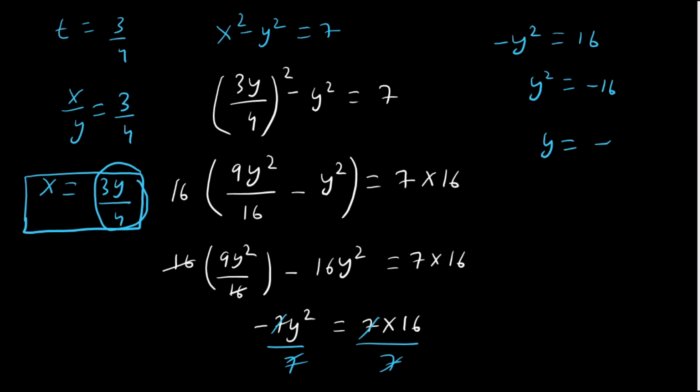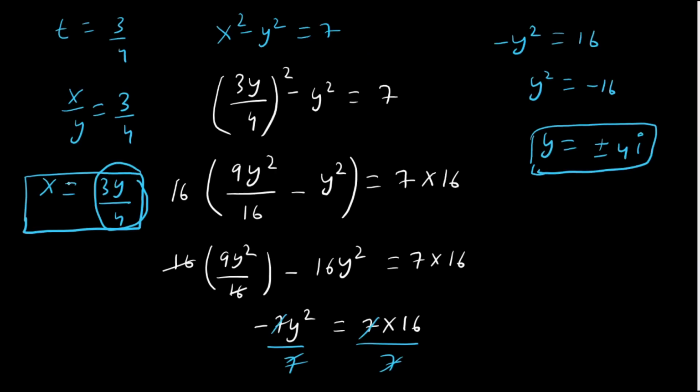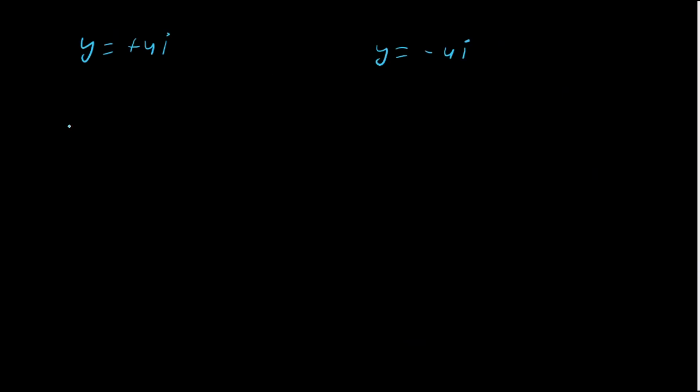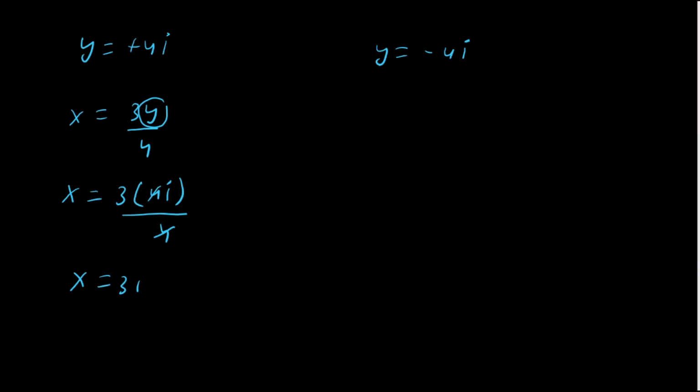Then the value of y is plus or minus 4 times i. Here two values of y, that is plus 4i and minus 4i. Here the value of x is 3 times y over 4. x is equal to 3, and y is replaced by 4 times i, divided by 4. Then this 4 and this 4 cancel out, then x is equal to 3 times i.